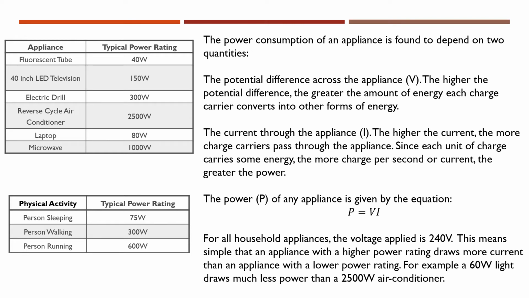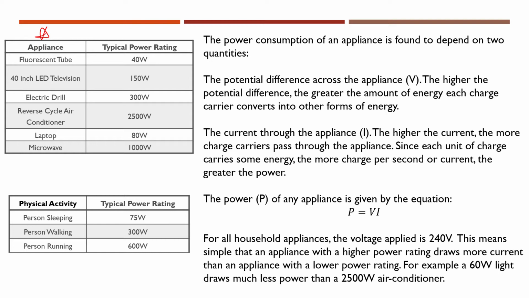Have a look at these different appliances over here. These are just some average typical power ratings. A fluorescent tube, about 40 watts, 40-inch LED television, 150 watts, electric drill, 300 watts, reverse cycle air conditioner, 2,500 watts, laptop 80 watts, microwave about 1,000 watts. You can also see the typical power rating of a person doing physical activity. Sleeping is 75 watts, walking is 300 watts, and running is 600 watts. Obviously when you're sleeping you're not using that much energy, so there's less power. You're not using as much when you're walking compared to running, so there's less power.